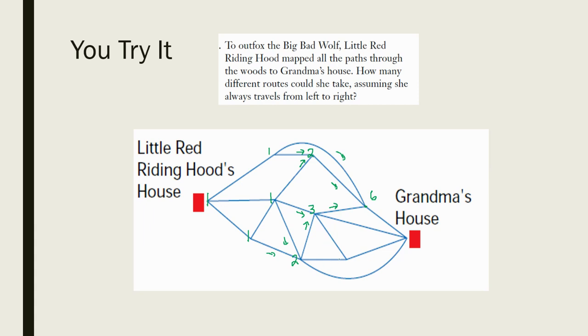Let's continue. 2 plus 3, 5 ways to get here. And we only have 1 more to go. I can get to grandma's house from this direction, where there's 2 ways. From here, where there's 5 ways. From here, there's 3 ways. And from here, there's 6. So in this final spot, we're adding 2 plus 3 plus 5 plus 6. That gives us 16 ways to get to grandma's house in this problem.